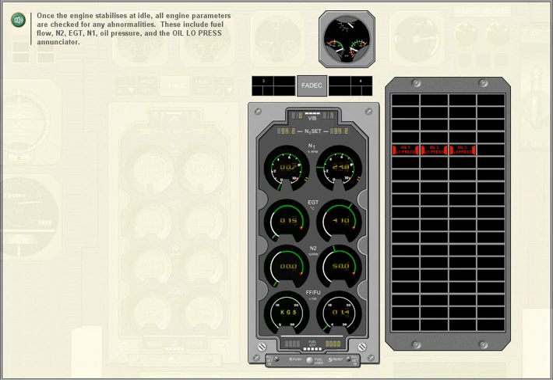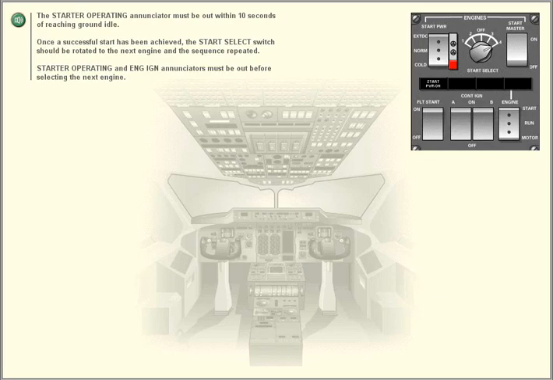Once the engine stabilizes at idle, all engine parameters are checked for any abnormalities. These include fuel flow, N2, EGT, N1, oil pressure, and the oil low pressure annunciator. The starter operating annunciator must be out within 10 seconds of reaching ground idle.